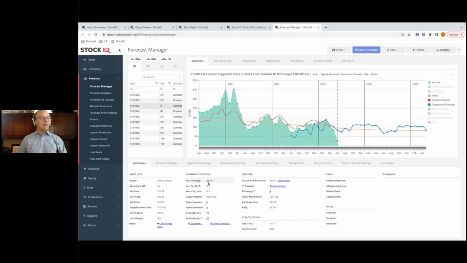I can go out and see if I have any open orders on hand, which I don't. I don't have any firm customer orders either, right? But what we're going to do in here is take the order policy that we're using. By the way, we're using an order point policy. An order point policy works really well with recurring items, and its parameters are a safety stock and a concept of what we call a reorder point.